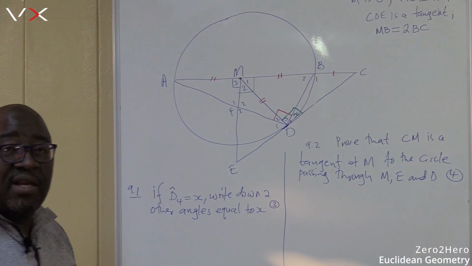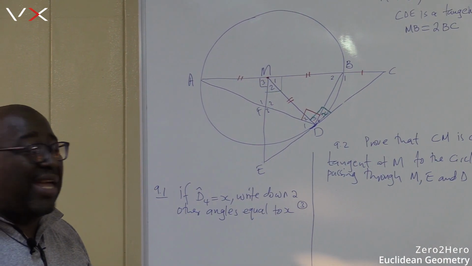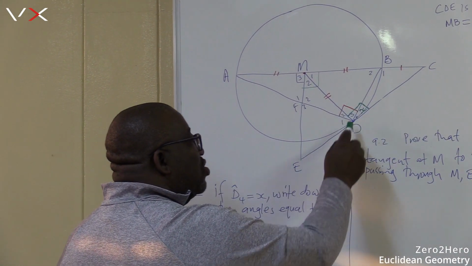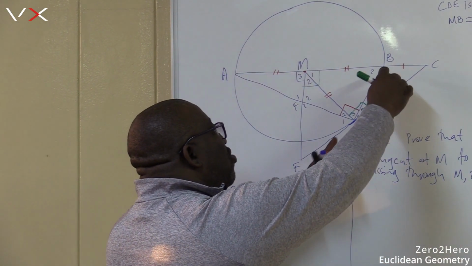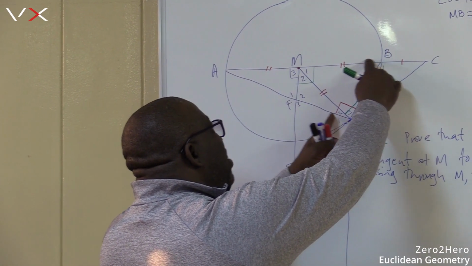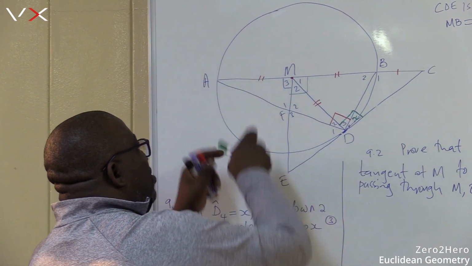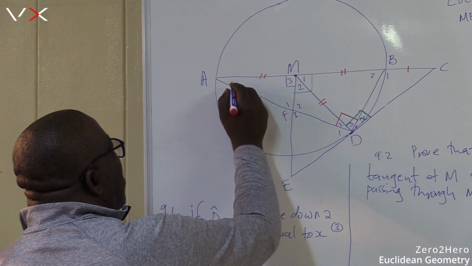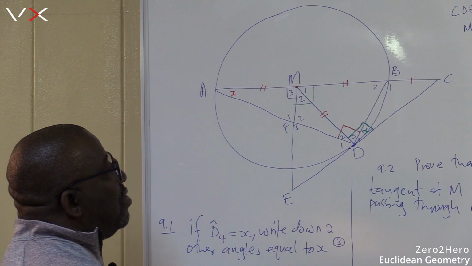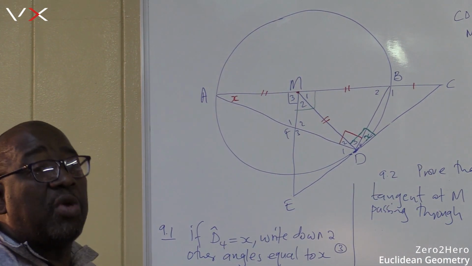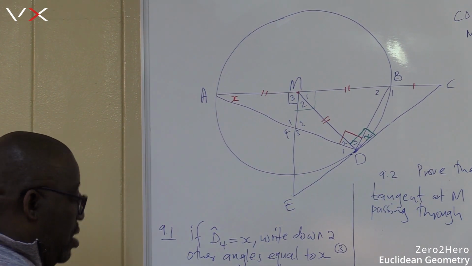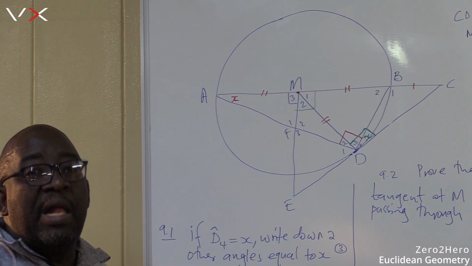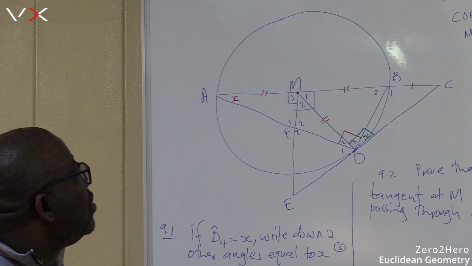Where is X? X is between a tangent and a chord. To find an angle equal to X, I've got to go with the chord and move with it to the circumference to find another angle equal to X. So this angle here will be equal to X. So angle A is also equal to X. We're responding to this question. Angle A is equal to X. Why? Tan chord theorem. Let's find the second one. Now watch here.